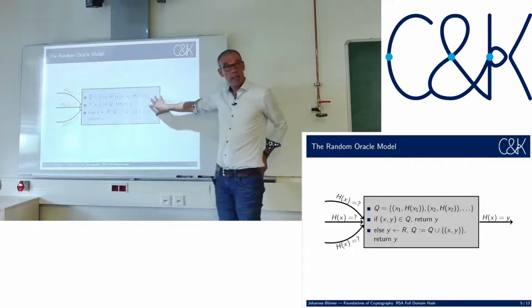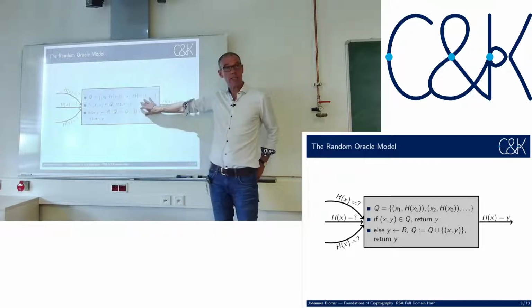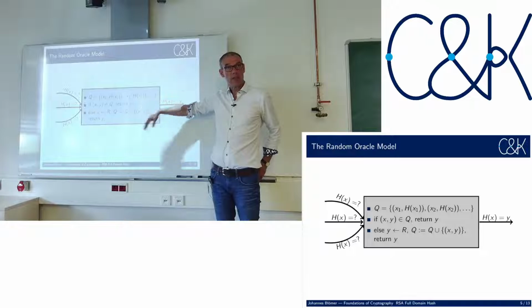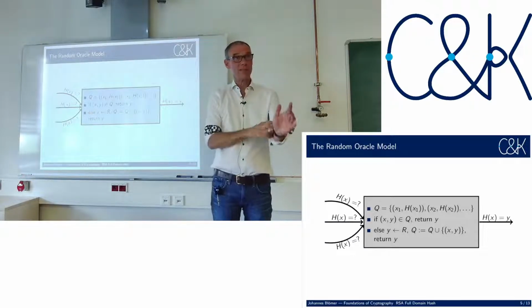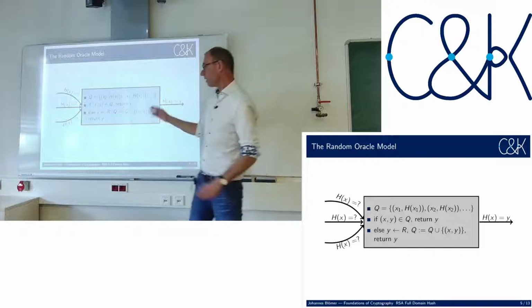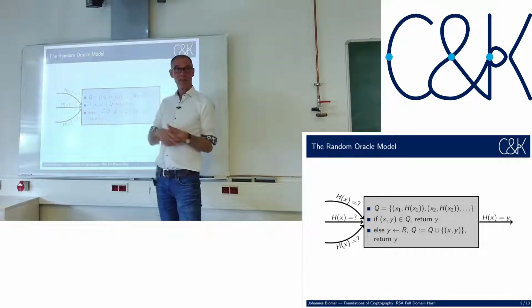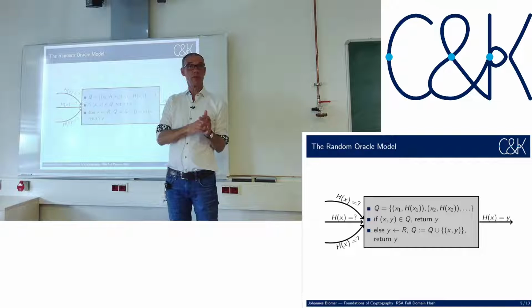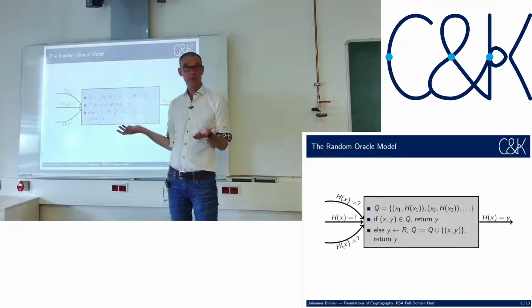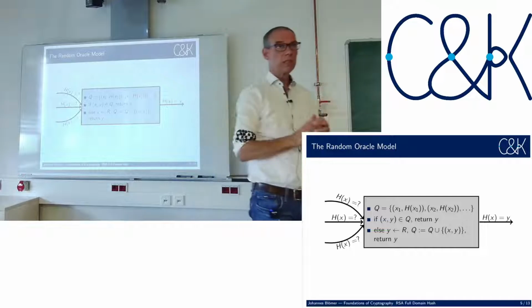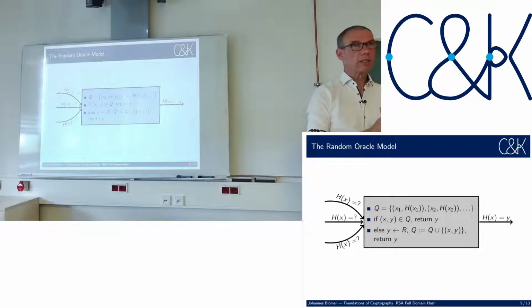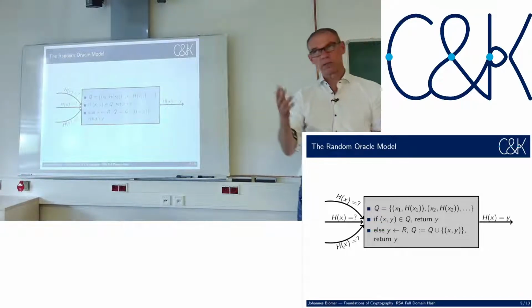Which means that if no party ever queried a value, then this value is still completely random, completely unknown. Eventually it will get fixed by picking an element uniformly at random from this set R. Okay? But up to that point, it's undetermined and it can be anything.